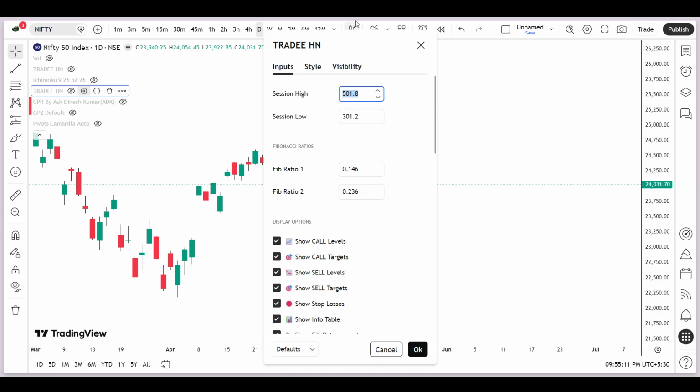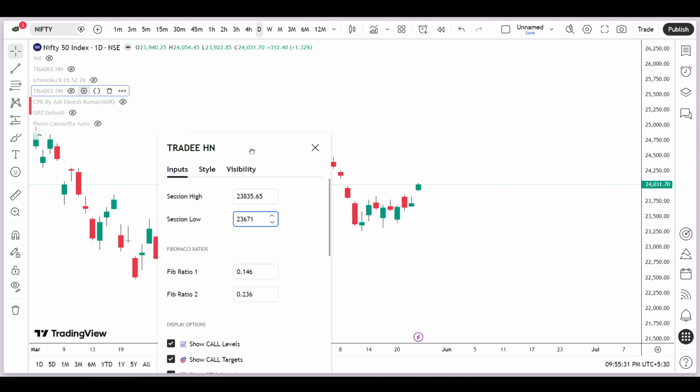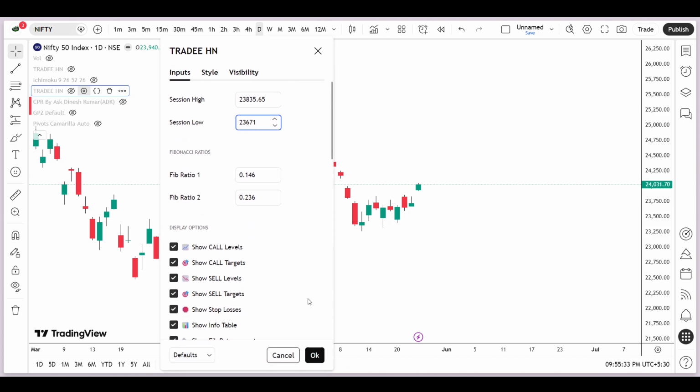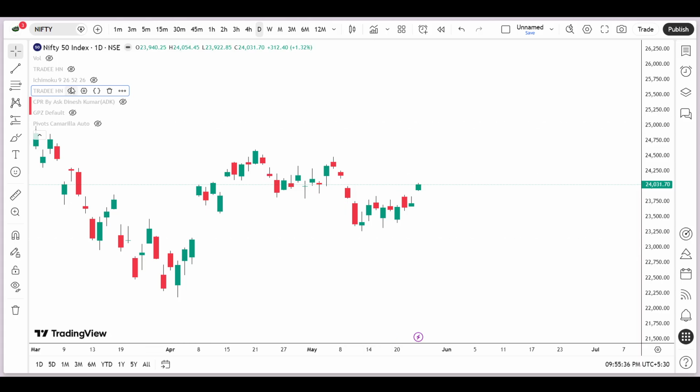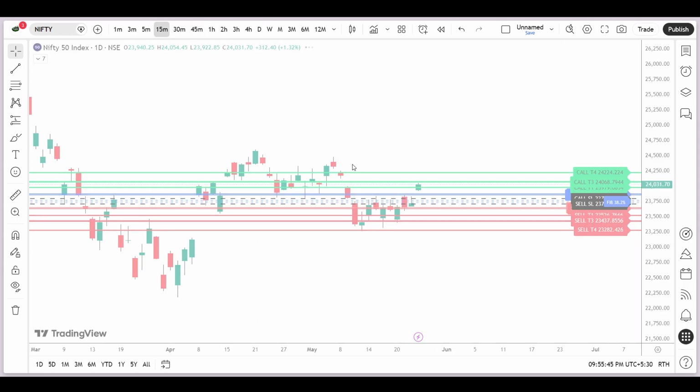I'll mark the high and low of the last day, the previous day's high and low. 23,835.65. Again 23,671. This is last week, the previous week's high and low. Okay, if I mark it, automatically it has given everything.